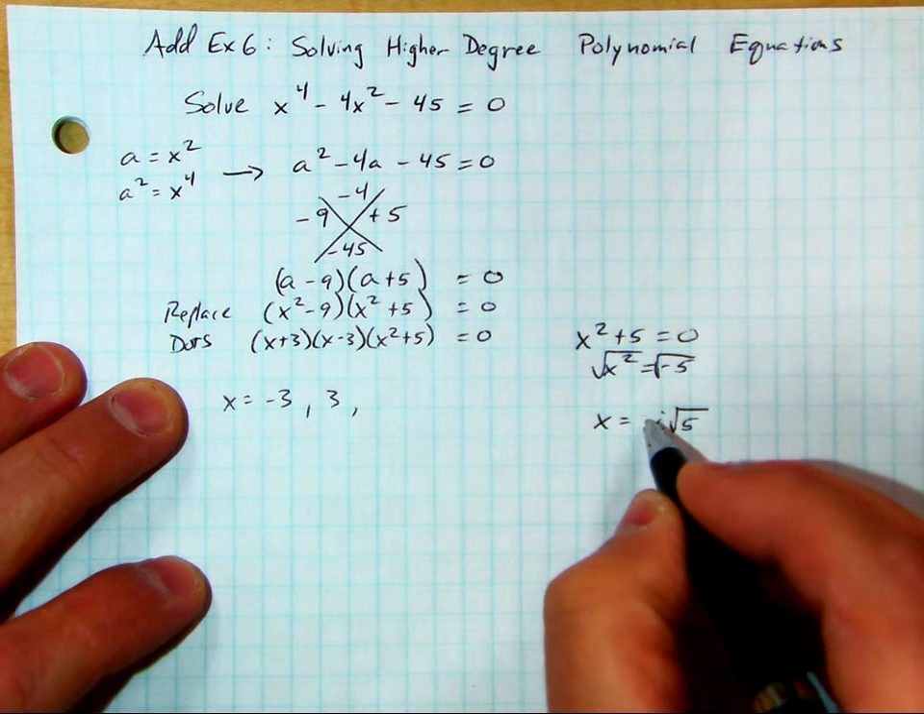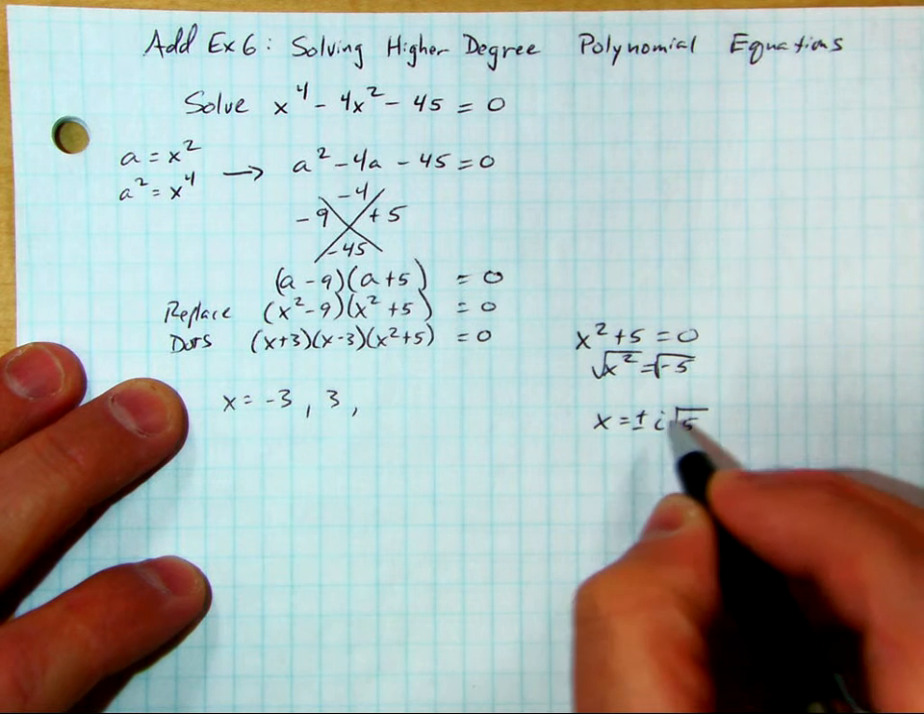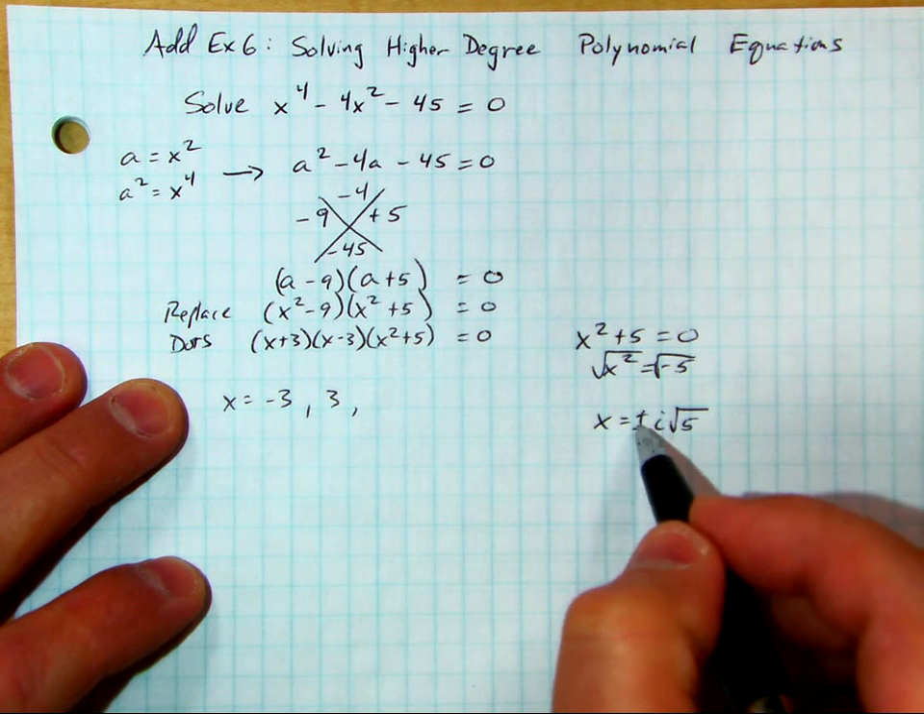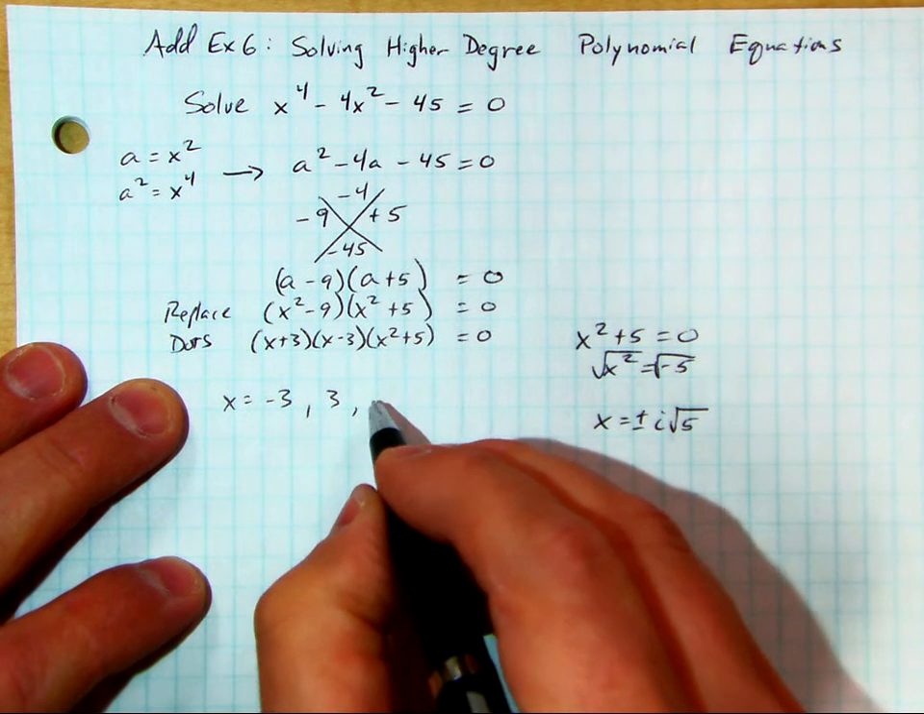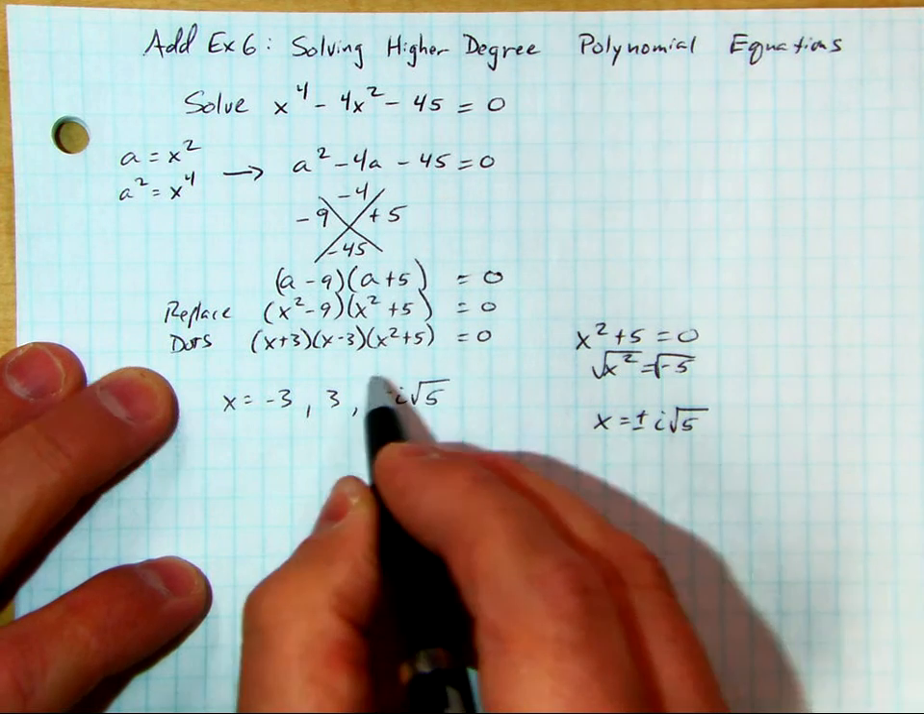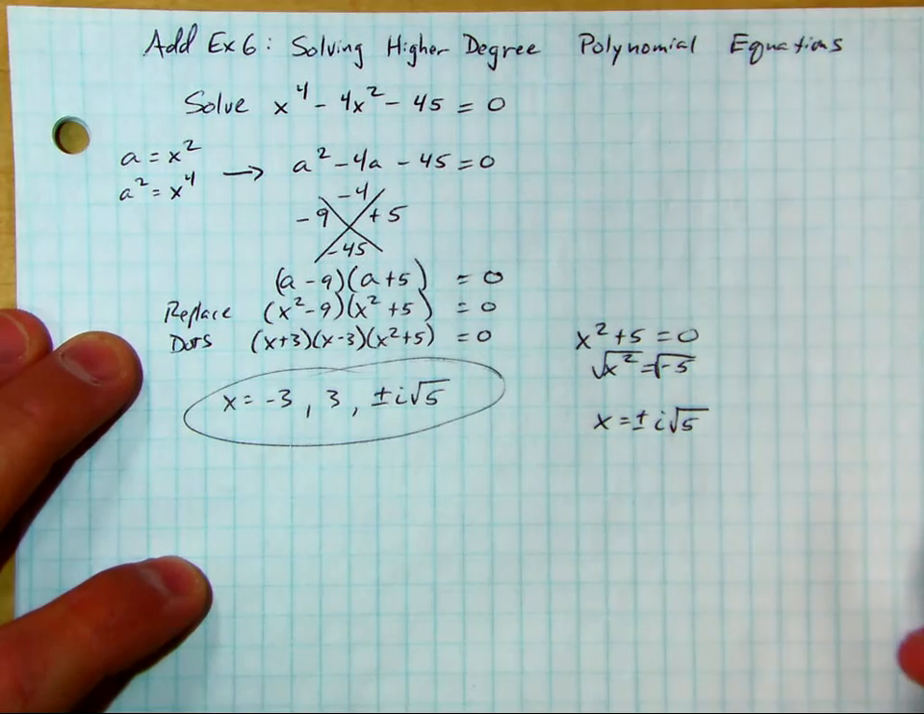And remember, when we're doing this, the square root on the right side becomes plus and minus, and that makes sense because there's two x's, so this is two answers. So our other two answers from here are plus or minus i rad 5. And there are our four roots. That's it.